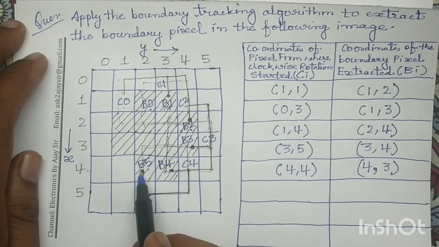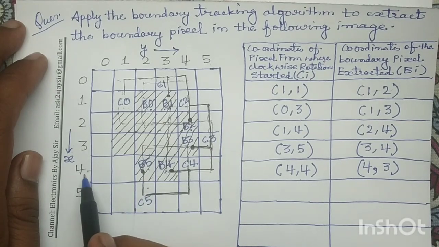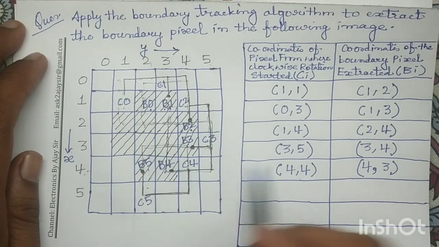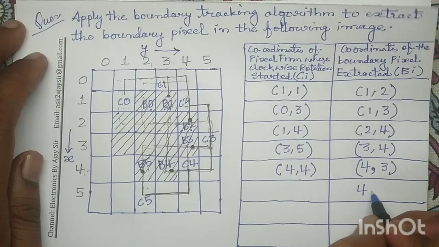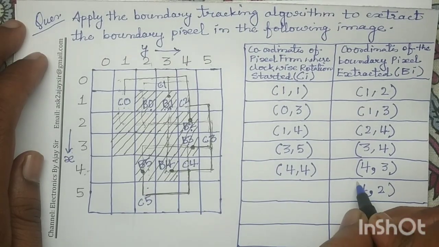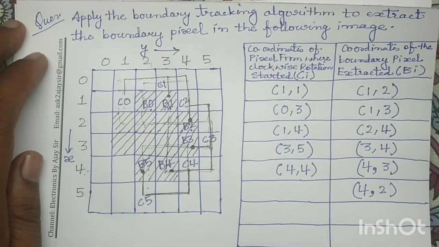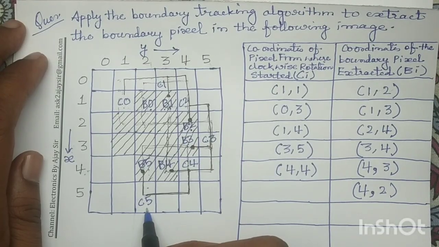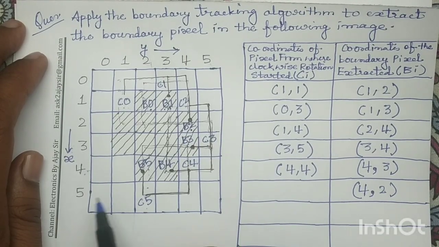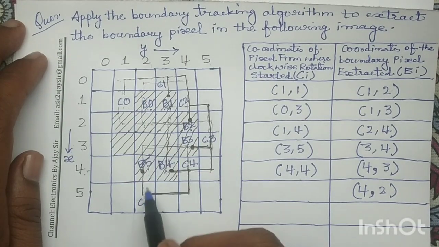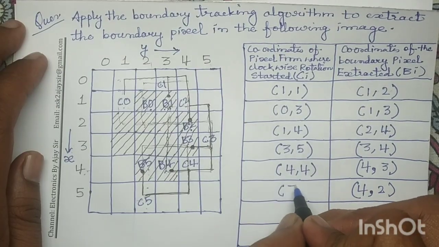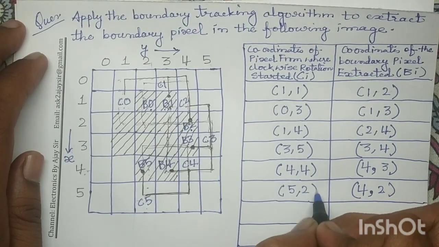Now what is the coordinate of B5? The coordinate of B5 is 4, 2. So I will write here 4, 2. And what is the coordinate of C5? The coordinate of C5 is 5, 2. So I will write here 5, 2.